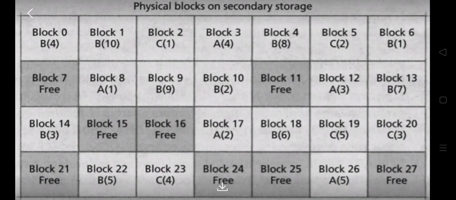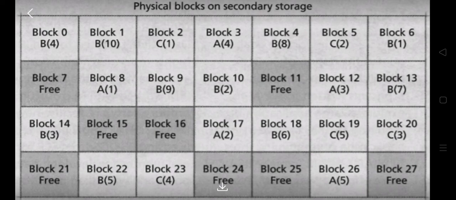Now if you see in the memory, if you go to block number 2, you see C1 written in it. This means for file C, the first block has been stored at block 2. After block 2 you are asked to go to block number 5. If you see block number 5, you will see C2. This means the second block of the file is stored at block number 5. From block number 5 you are asked to go to block number 20. If you go to block number 20, you will see C3, which means the third block for the file C.